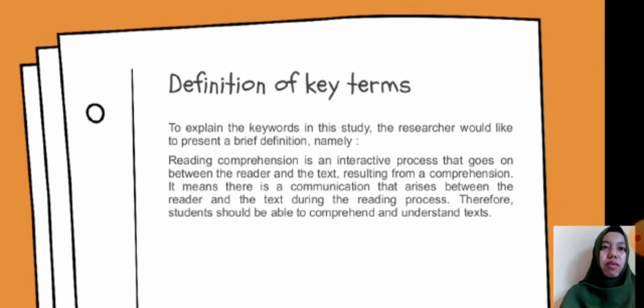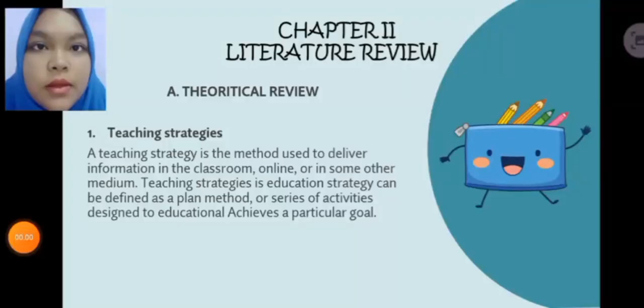The next, definition of key terms. To explain the keyword in the study, the researchers would like to present a brief definition, namely, reading comprehension is an interactive process that goes on between the reader and the text, resulting from a comprehension. It means there is a communication that arises between the reader and the text during the reading process. Therefore, students should be able to comprehend and understand the text.